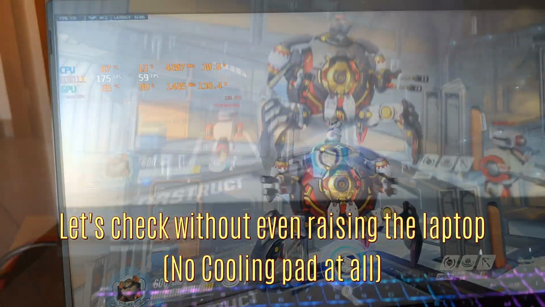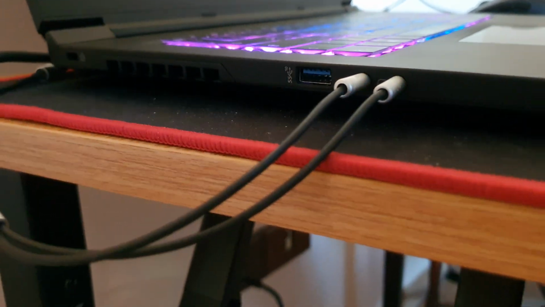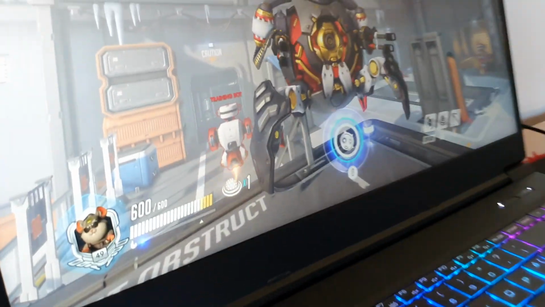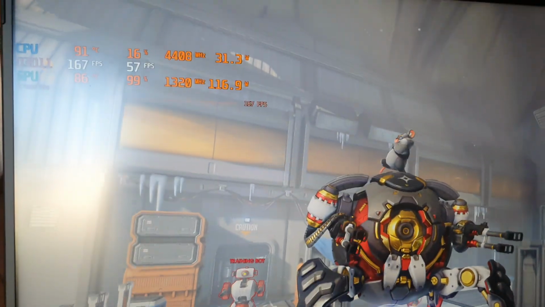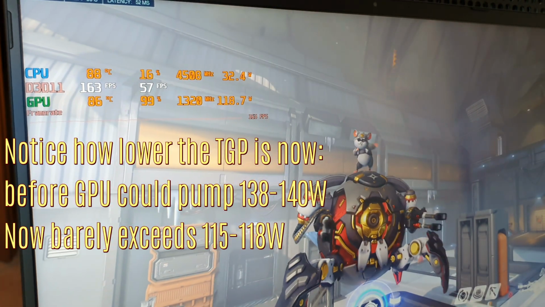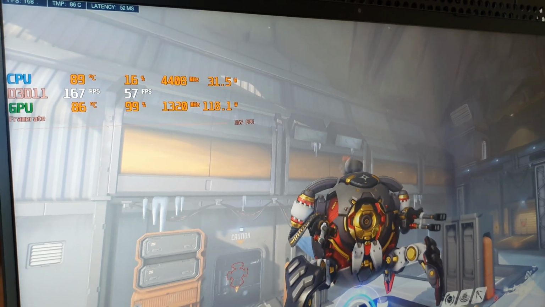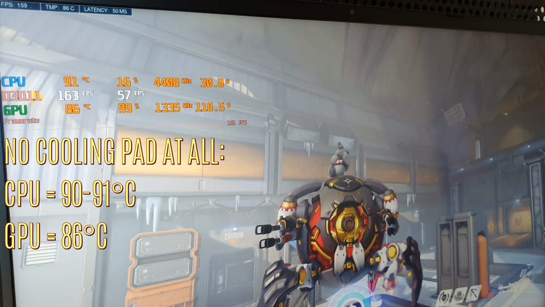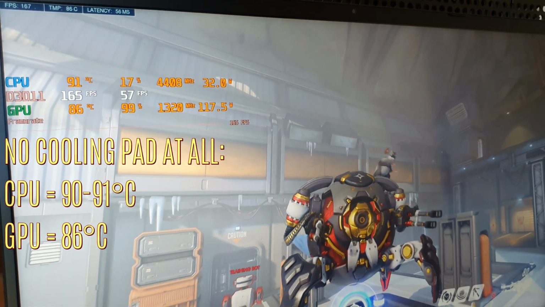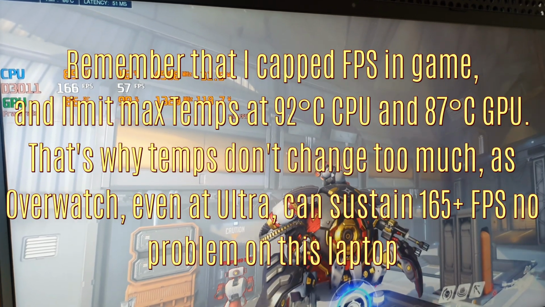In fact, once you totally remove the raised cooling pad, even if static, you see that, although the temps are still under control, this is due to the fact that the GPU had to throttle. The 140W the cooling pad can attain are now limited to 118W max if no cooling pad is present. The past 1500 MHz of GPU speed are now 1300. Overwatch is a very easy game on the GPU, so it still can run at 175fps no problem, but you get the idea.